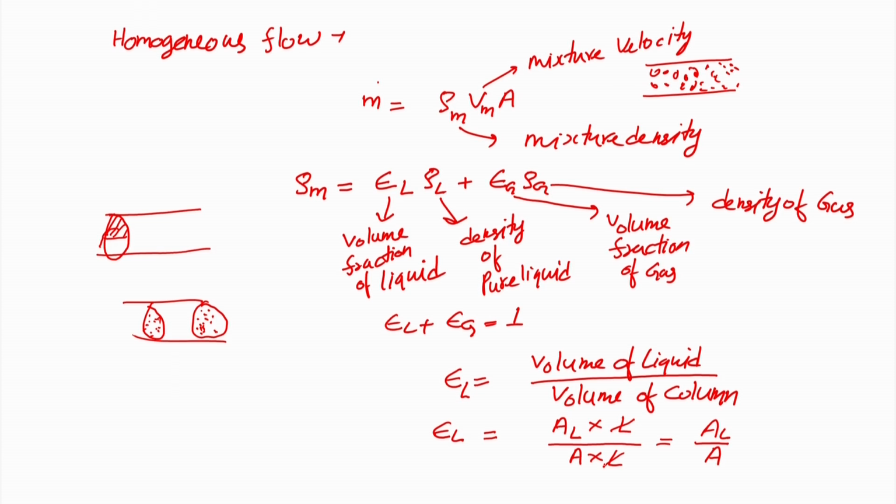Okay. Similarly, you can write epsilon G in a similar way, and epsilon G will be nothing but AG upon A. So, if I know the fraction of the area which is being occupied, I can find epsilon L and epsilon G, because the area we know already, that is the pipe area.